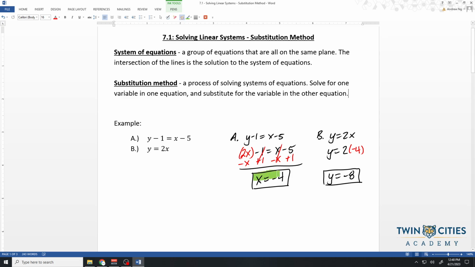So this solution, x equals negative 4 and y equals negative 8, means that without graphing, I know these two equations are going to intersect at the point (negative 4, negative 8). Let's try another one.